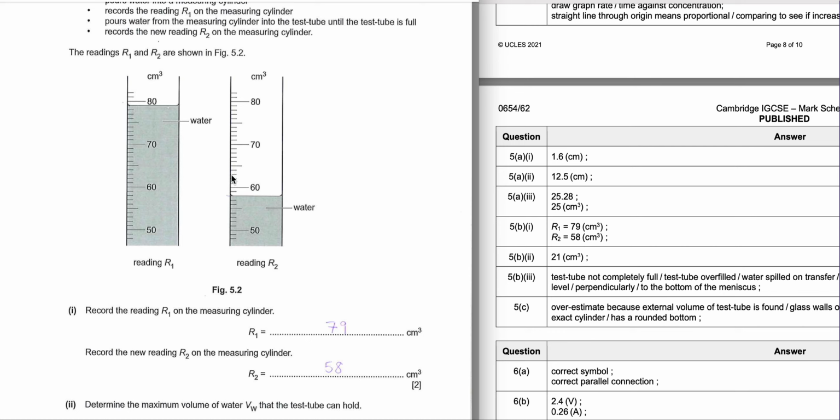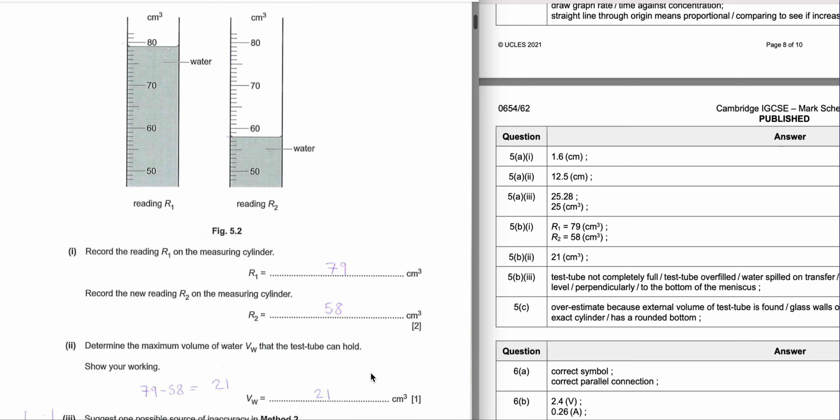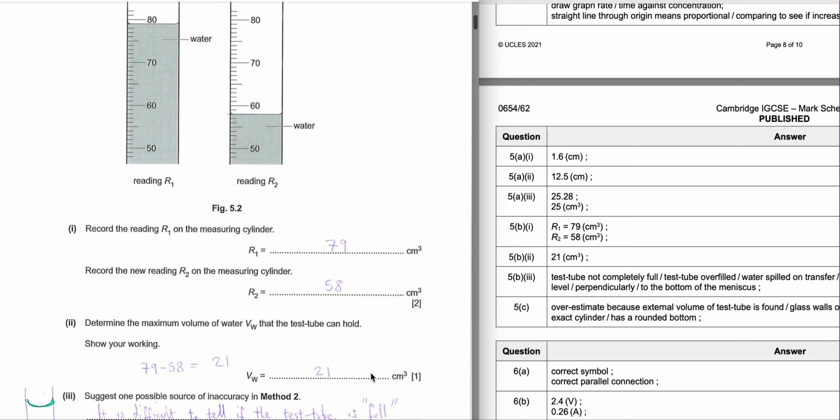Here, 50 and 60, 2 lower than 60 is 58. Okay, and again, look at that, 2 marks for simply reading the scale, all right? Come on, guys, we can do this, all right? Determine the maximum value of the water that a test tube can hold.